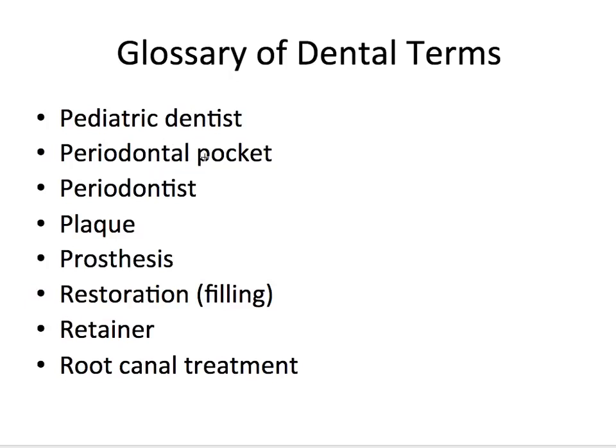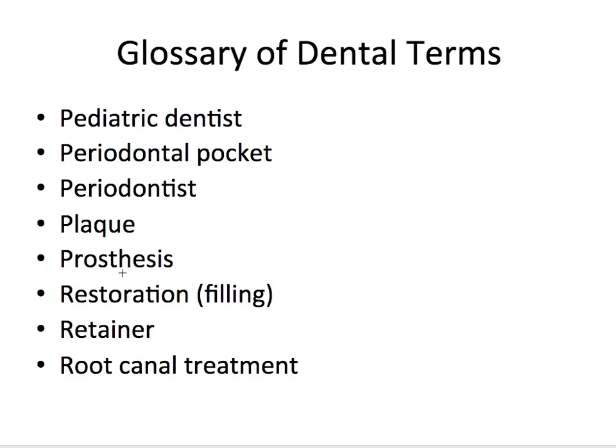A periodontal pocket is a deep area between a tooth and the gums. That's the result of gum disease, like we mentioned before. And a periodontist is a dentist who specializes in treating the periodontal tissues that surround the teeth, like the gums and the bone and the periodontal ligament. Plaque is a sticky film of bacteria and other substances that coat the teeth every day. Brushing and flossing help remove plaque, and if not removed regularly, plaque can lead to the things we talked about before, like tooth decay and gum disease.